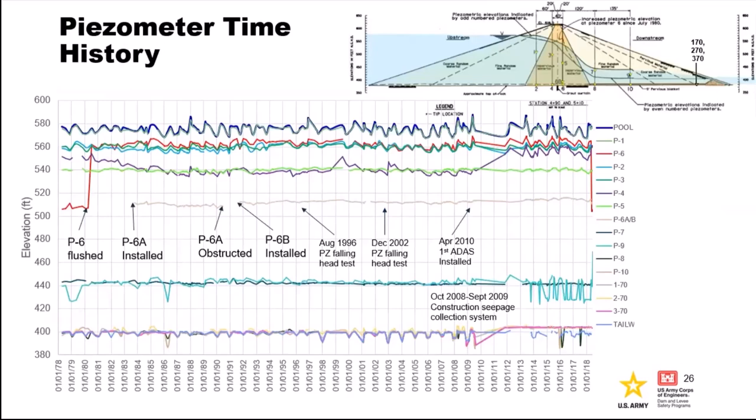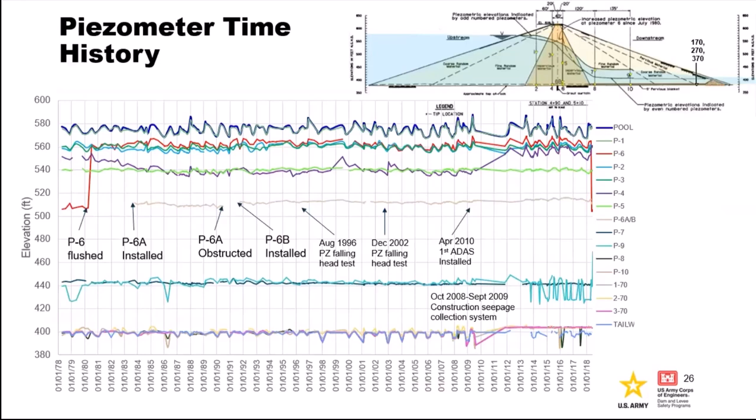In 1980, all of the piezometers at the project were flushed with water. There is no written documentation of this process. What we do know is that a garden hose was used to pump water into each instrument from the surface, and that pump capacity is not known.